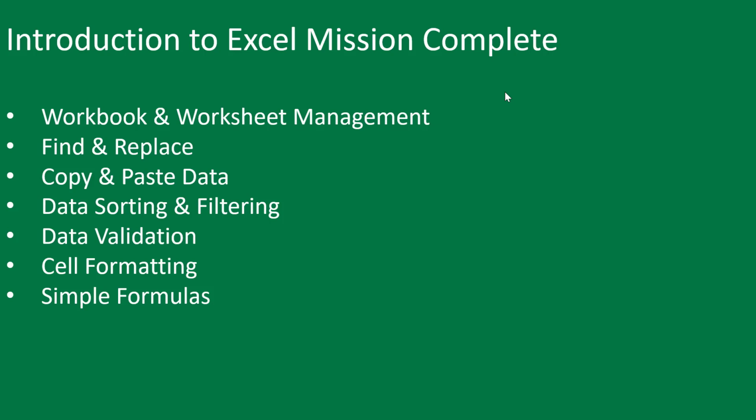We also saw how to copy and paste data using different kinds of formats. You can copy and paste data by pasting only the values. You can copy and paste data by pasting both the values and the format. You can even paste only the format of the data without pasting the values itself. And also different methods of pasting data. Then we went on to look at how to sort and filter our data.